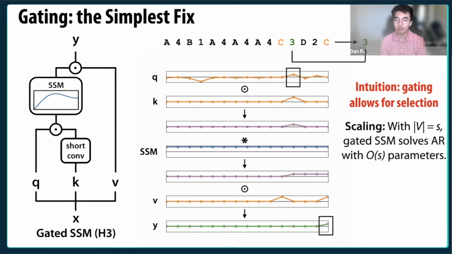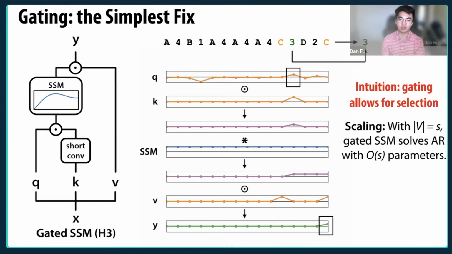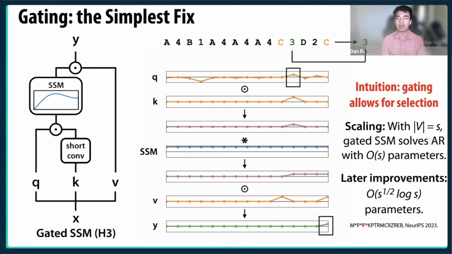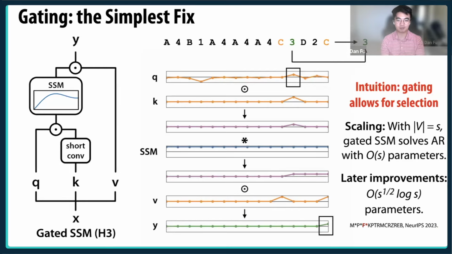And in fact, we can prove this. If the vocabulary size is S, this simple H3 layer that I've shown you can solve the associative recall problem with parameters that grow linearly with the vocabulary size. And with later improvements, we can get to sublinear scaling in the vocabulary size, by doing a smarter mapping between the tokens in our vocabulary and the embedding space.